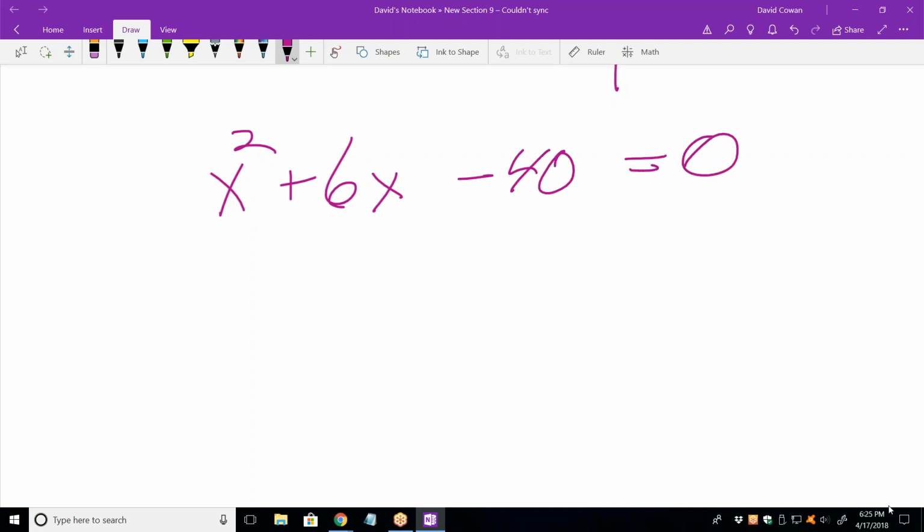Now, can I factor that? I don't think so. Well, let's try. And the reason I say let's try is because factoring is by far the easiest method of solving a quadratic if it can be factored. And you never get too much practice factoring. So what's the first step of factoring this?